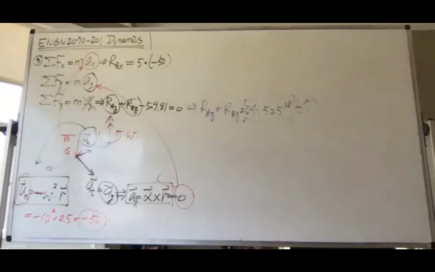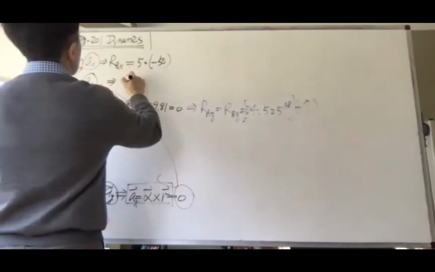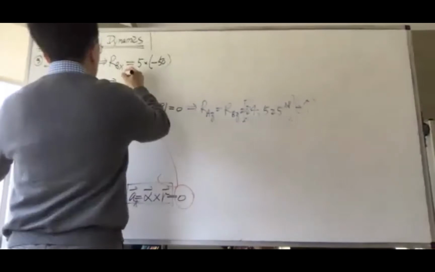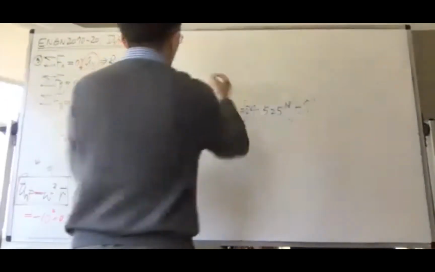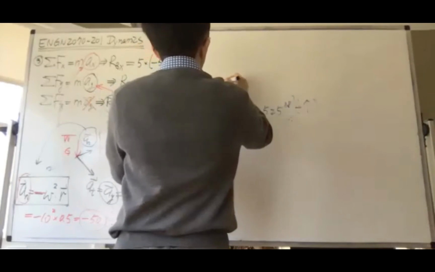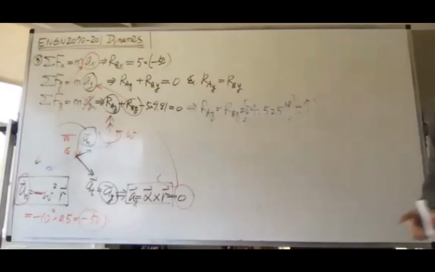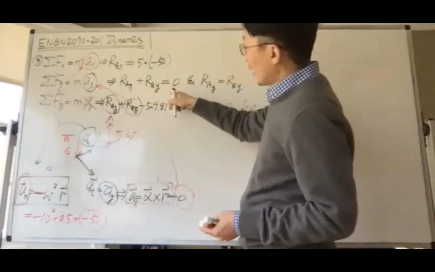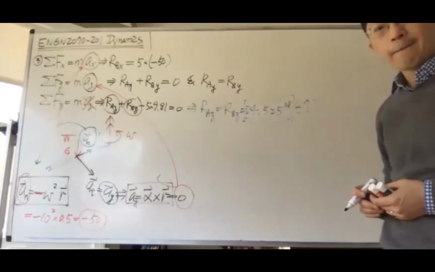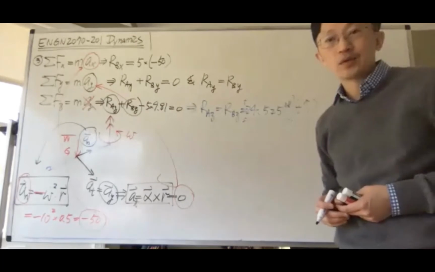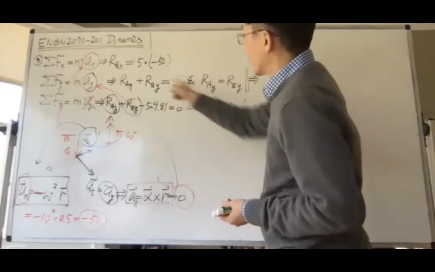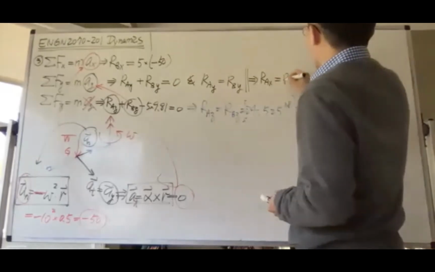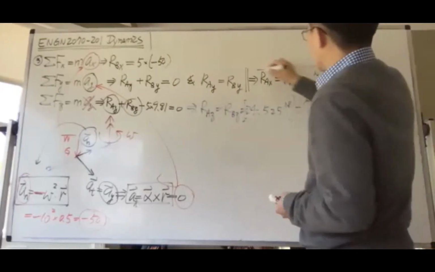Well, what else do we have to determine? We have to find out RAY, and from the y direction here, we know that RAY plus RBY must also be zero. And before, we also said that RAY equals RBY. And this is from moment equilibrium. If X plus Y is zero and X equals Y, what are the values of X and Y? The only possibility is that they're both zeros. Would you agree? So in this case, putting these two together, RAX equals RAY equals 0 newtons, because that's the only possibility.